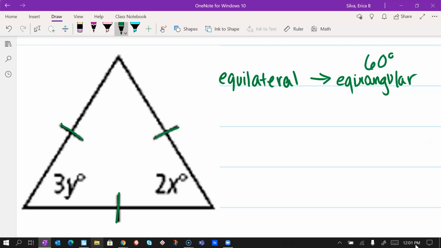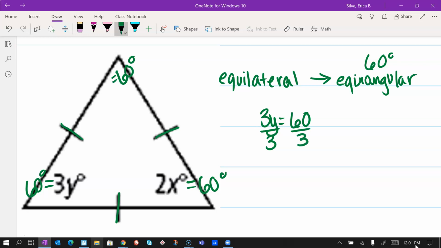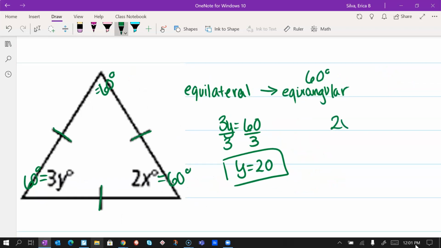60. So because each angle measure is 60, then we make this one equal to 60, this one equal to 60, and this one equal to 60. So what are my two equations? You've got 3y is equal to 60. So y is equal to 20. And then we've got 2x equal to 60. So x is equal to 30.